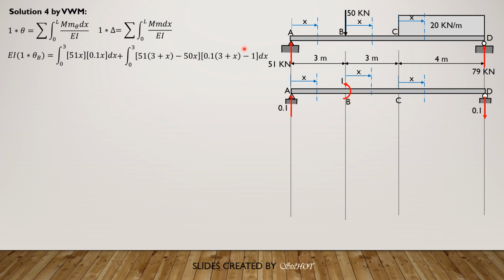So that's it, dx. Then for the last section, we have plus integral 51 times (6 plus x) minus 50 times (3 plus x) minus 10x squared, or 20 times x over 2. So minus 10x squared. Then for the small moment, it is 0.1 times (6 plus x) minus 1 only, dx.